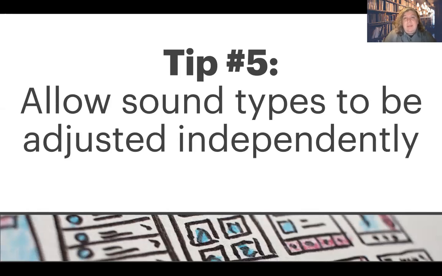So tip number 5, we've talked about vision a bit and even a little bit on cognition and motor control. So let's talk about auditory elements that we can adjust to make things more accessible. Tip number 5, allow sound types to be adjusted independently, is looking at a couple of things.